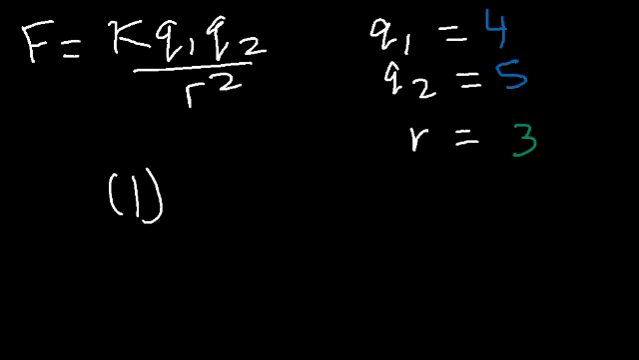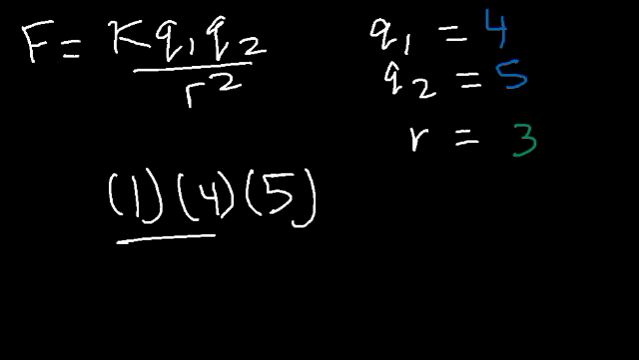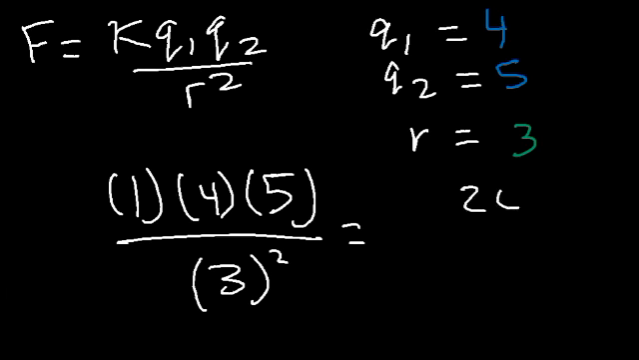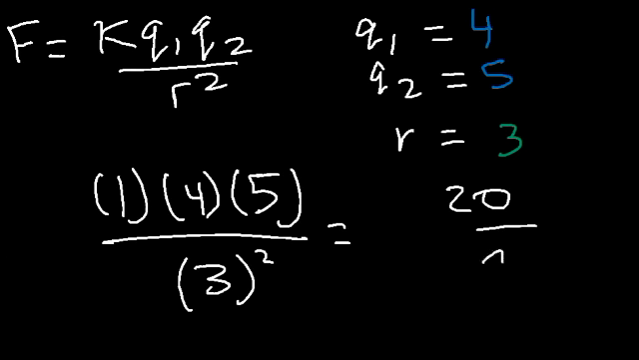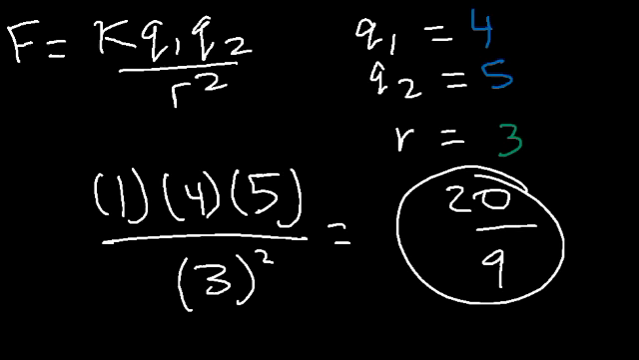So everything that stays the same, in this case K, plug in a 1. Q1 increases by 4, so we're going to plug in 4. And Q2 changes by 5. And we're going to increase the distance by 3. So 4 times 5 is 20, divided by 3 squared, which is 9. So the force is going to increase by a factor of 20/9, which is a little bit over 2.